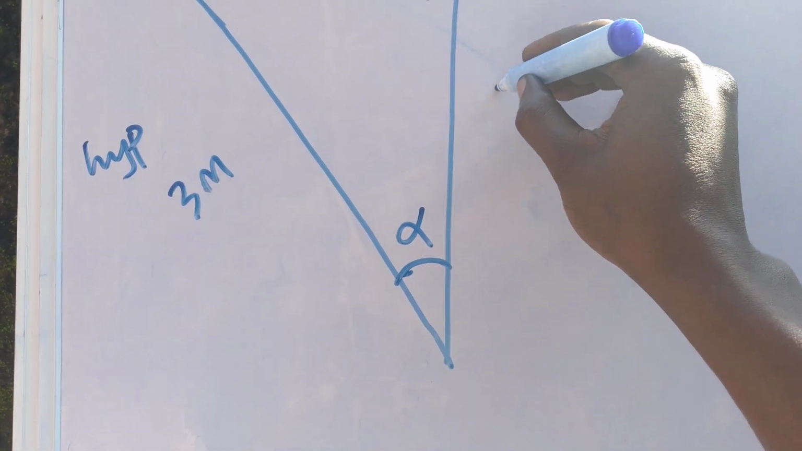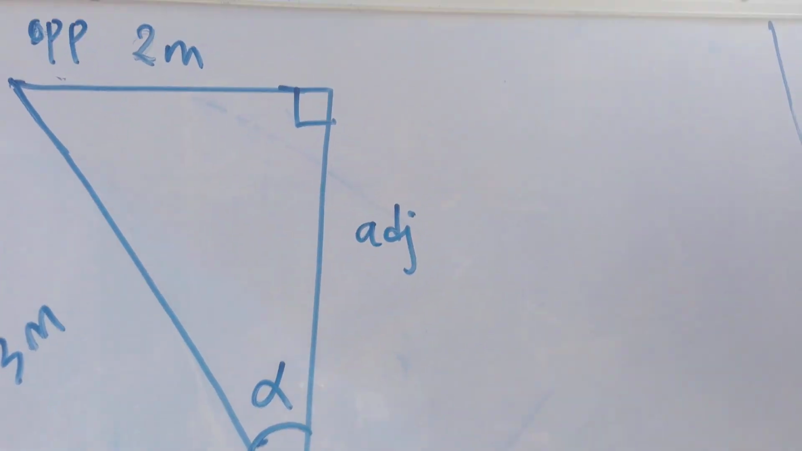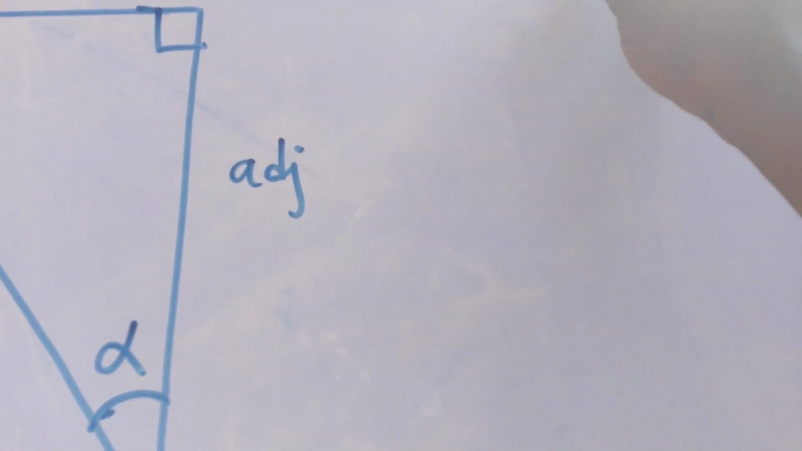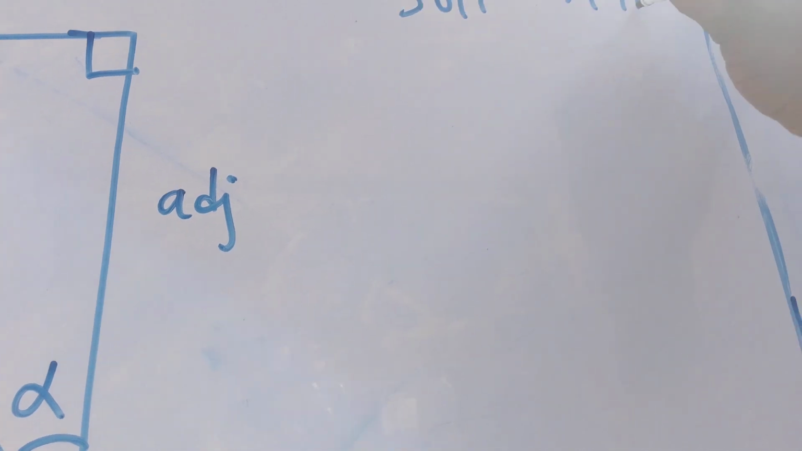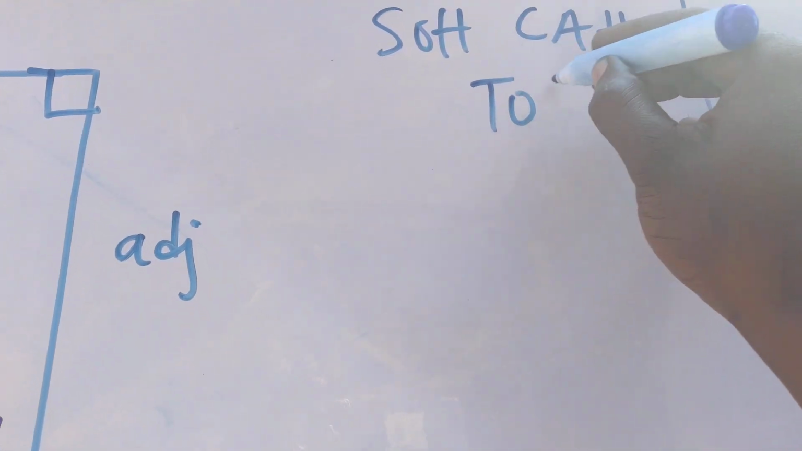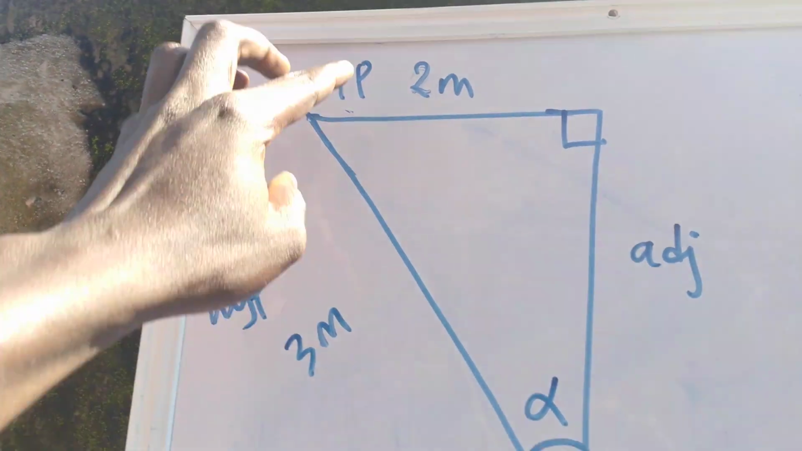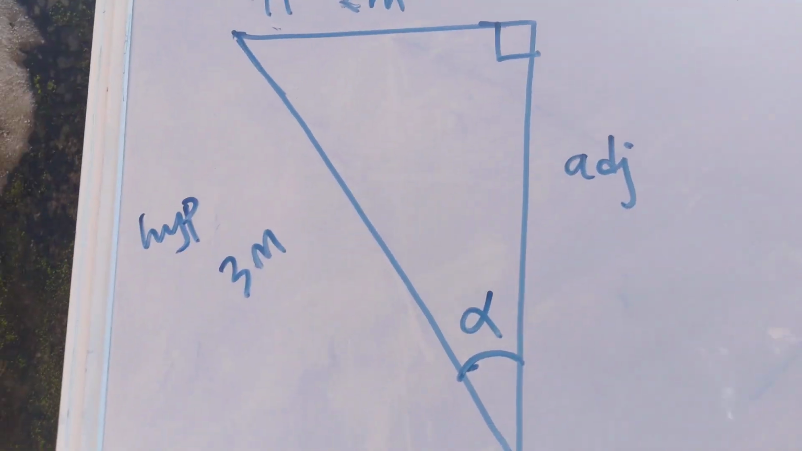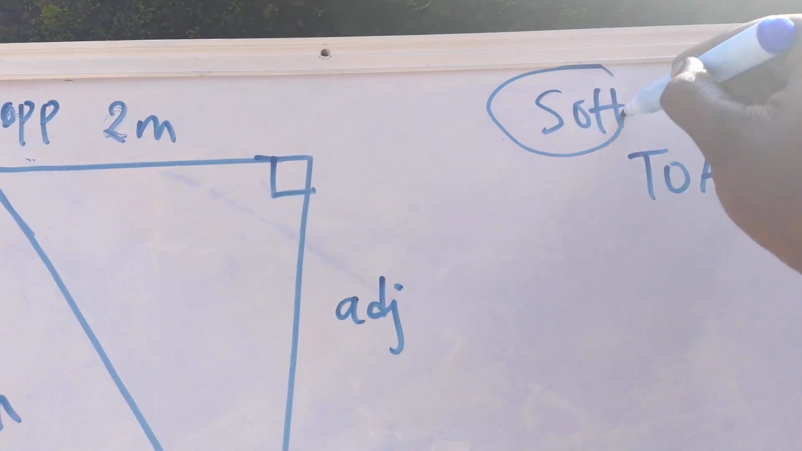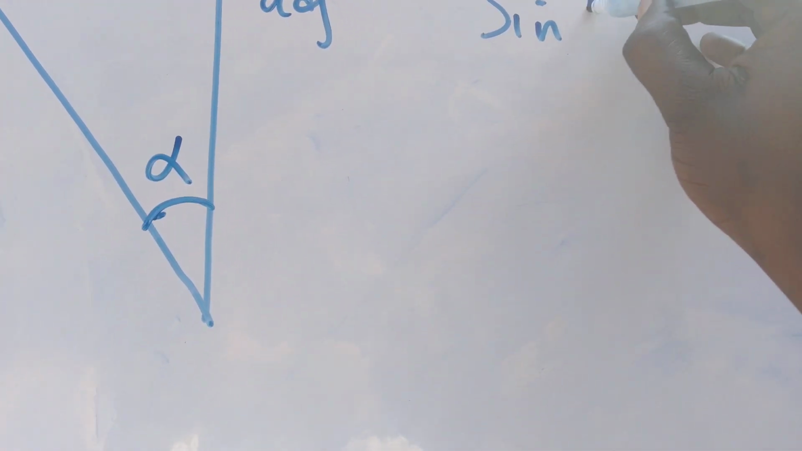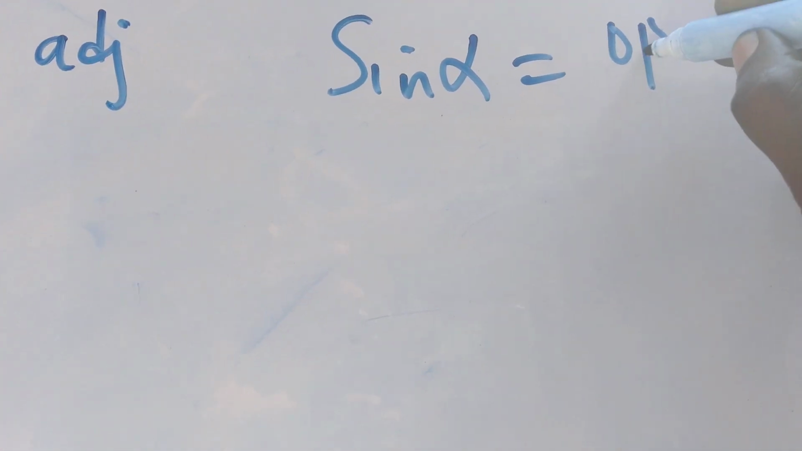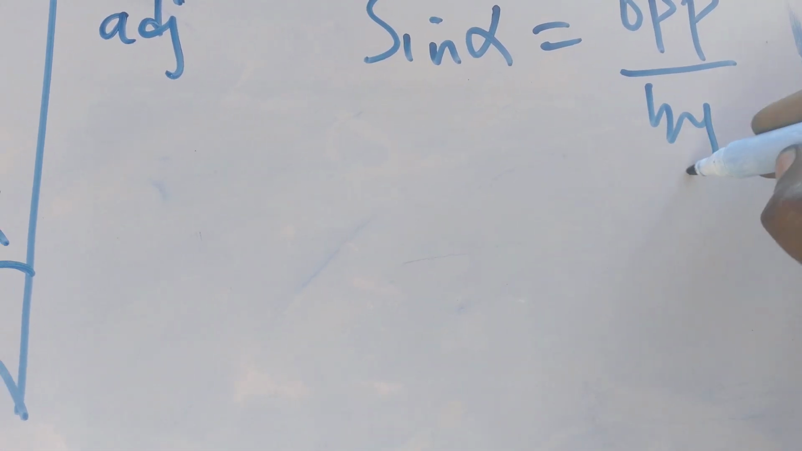The remaining side becomes my adjacent. So I'll go back to the trigonometric ratios. Since I'm given the hypotenuse and the opposite, I will make use of sine. It means that sine alpha will be opposite over hypotenuse.